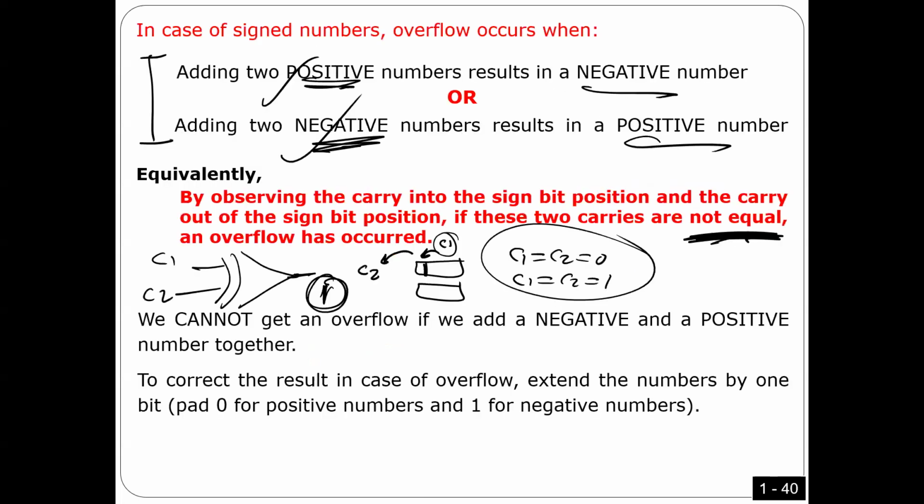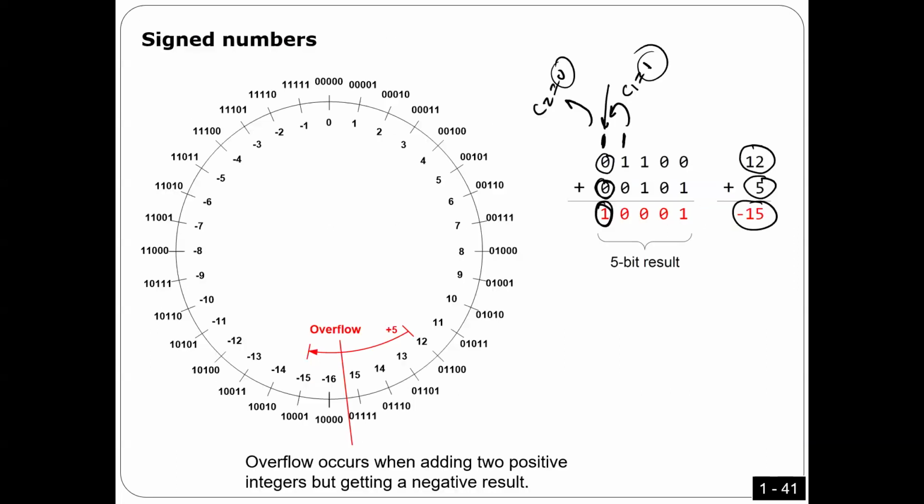Here we have 1, but there is no 1. That's what I said here: if they are not equal, there is overflow. Here they are not equal because this one is 1 and this one is 0. If they are not equal, there is overflow. This is another way you can do it.